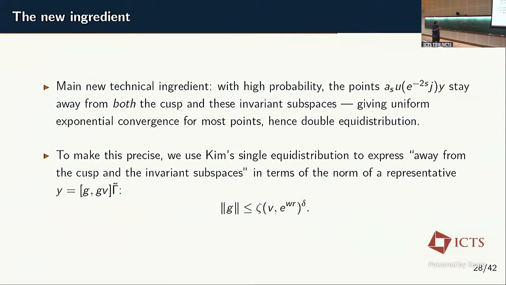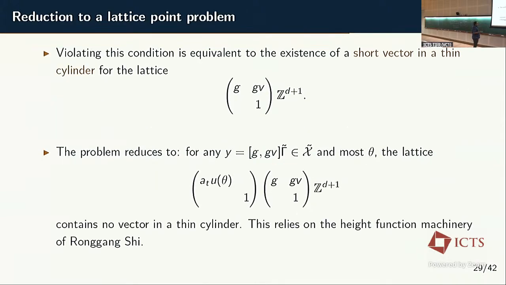If you do end up in one of these SL2R invariant rational subspaces, that means that this particular lattice, where G and GV are the parameters that are the coordinates for your lattice, has a short vector in a cylinder. Okay? And we are able to show that this almost never happens. How to do that is a very interesting story.